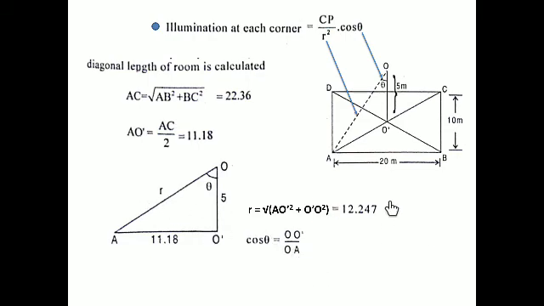R is already found now. So 12.2 is the diagonal length, and the height is 5. Substitute these two values and find the cos theta value. That is nothing but 0.408.